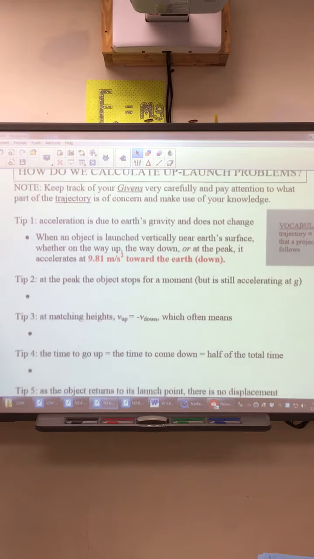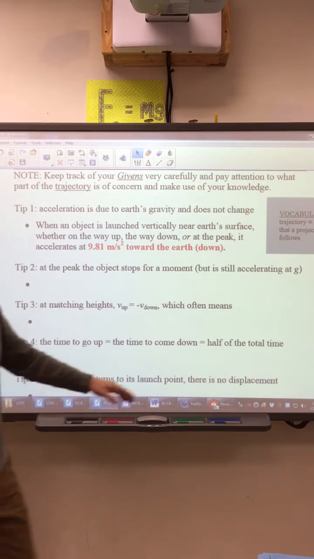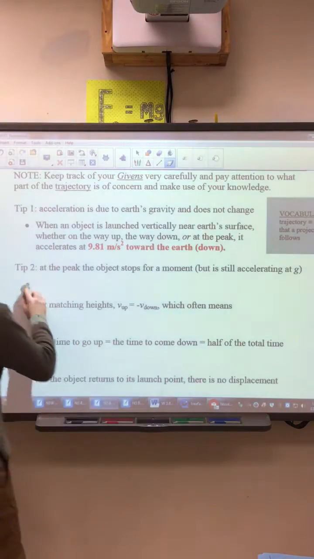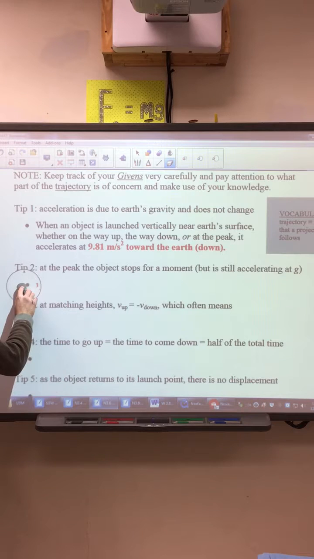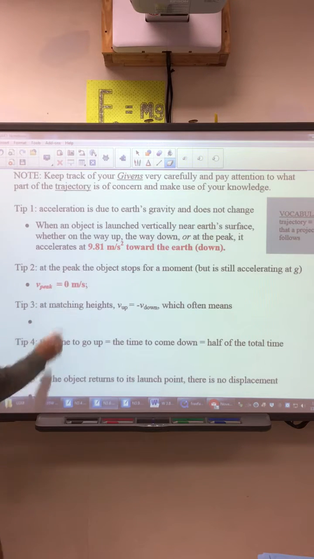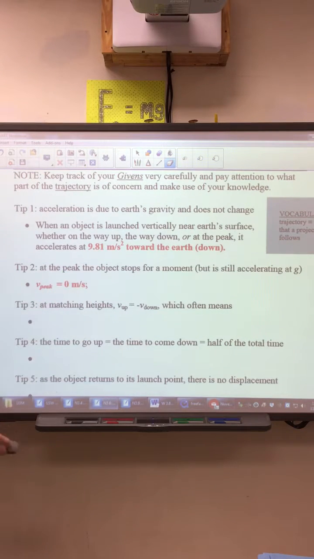Next, tip 2. At the peak, the object stops for a moment. I can't tell you how long that moment is because it's really a moment. Anyway, it is still accelerating at g, at 9.81. So once we get to the peak, you get that instant. What that means is the velocity at the peak is 0. But don't be fooled, the acceleration is still 9.81. The velocity at the peak is 0.